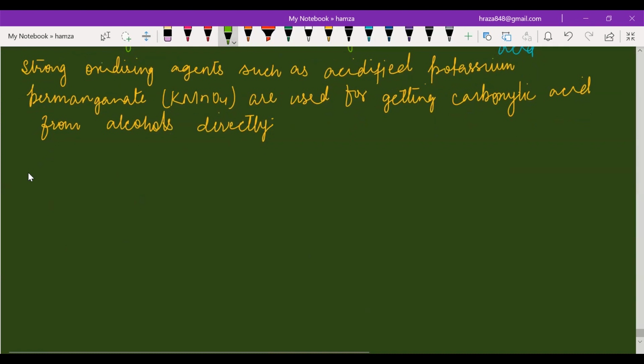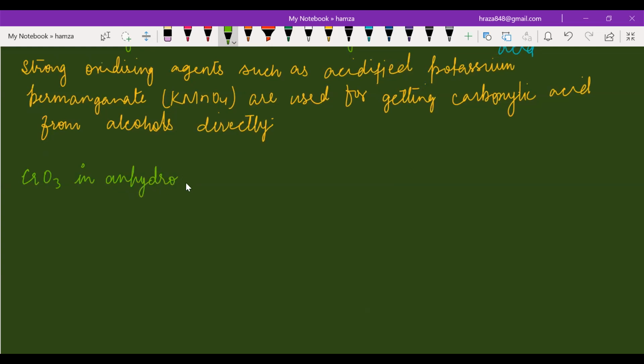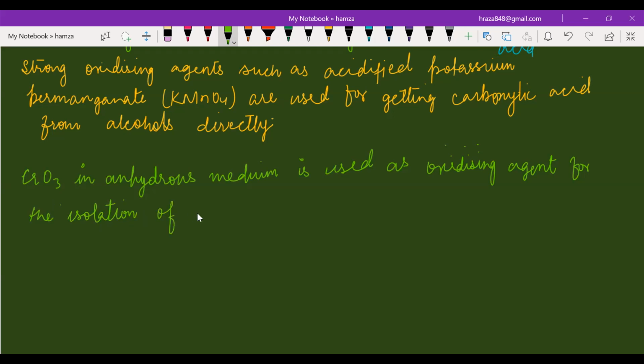Now, there is another point which is very important. CrO3, chromic trioxide or chromium trioxide, in anhydrous medium is used as an oxidizing agent for the isolation of aldehyde. Basically, it is a mild oxidizing agent for the isolation of aldehydes.